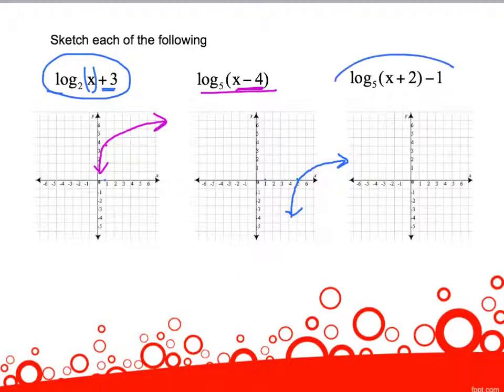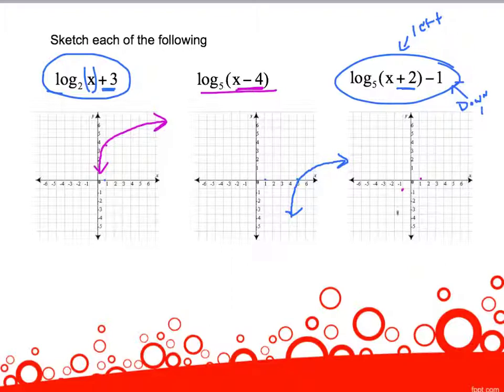And then the last one, log base 5 of x plus 2, minus 1. So we have two translations here. The plus 2 is going to move me to the left. Remember that inside the parentheses is left and right. And then the minus 1 at the end is going to move me down 1. So normally I would have gone through 1, 0, but now we've moved 2 to the left, which puts me at negative 1, and down 1, which puts me at negative 1, negative 1.